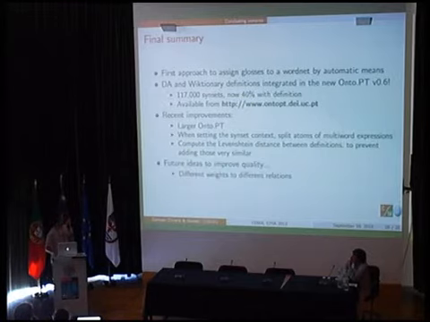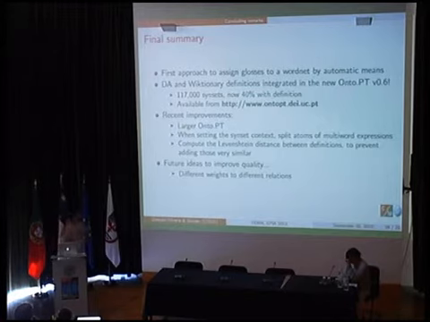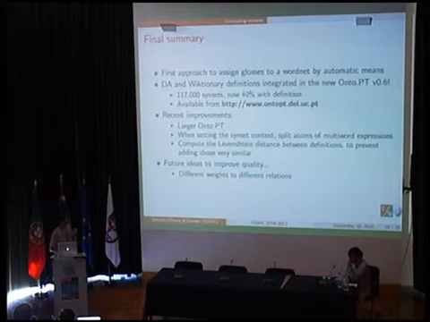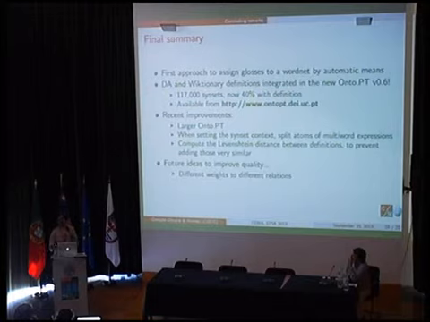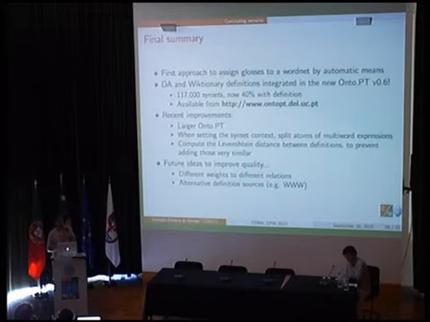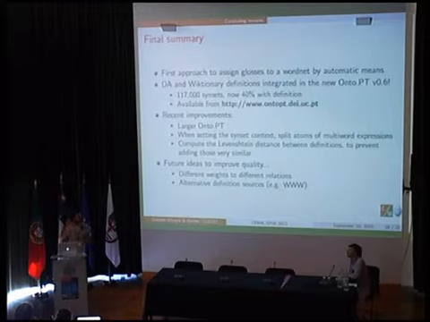So, as I said, this was just a first approach. We have many ideas for future improvements, especially on OnTopET. But on this part of the work, we should probably try different weights for different relations, and not just for hypernymy, as we have done. We should try to find alternative definition sources, and I'm thinking of the World Wide Web, not just Wikipedia, but online dictionaries, I don't know.